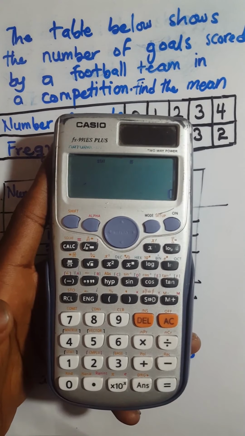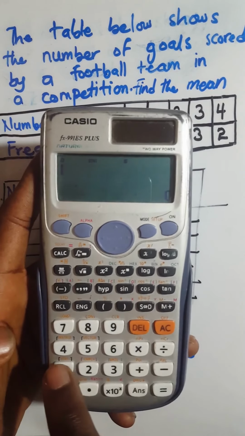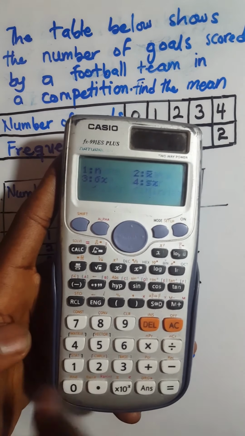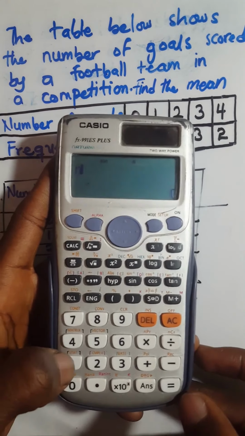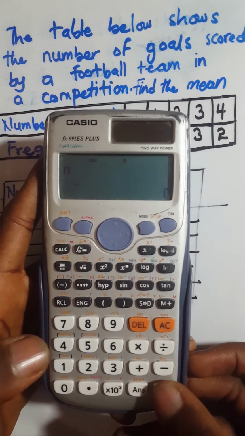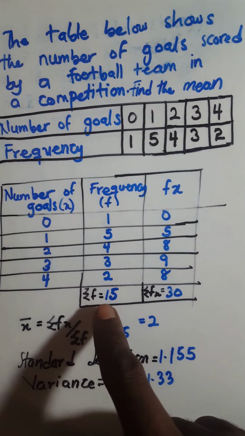Now I'd like to show you how to find the total frequency on the calculator after entering your data. So you press SHIFT and you press 4. Then you press 4 again, which is your VAR. Then you press 1. The n here indicates the total frequency, n. So our total frequency is 15. So that is it, 15.